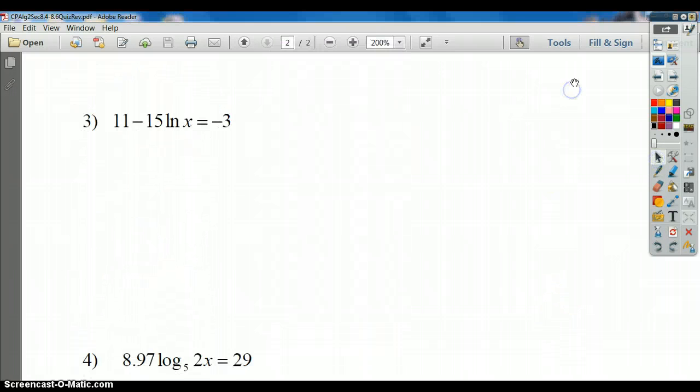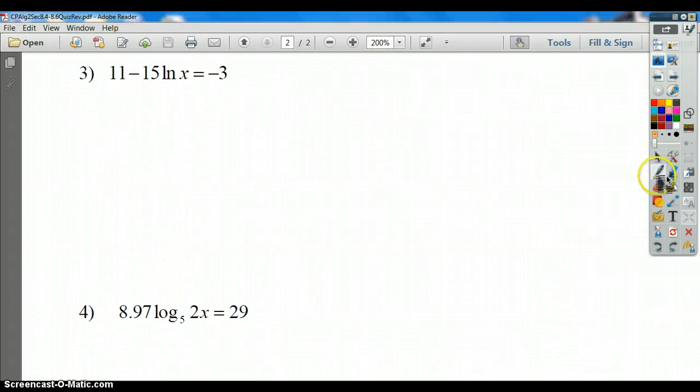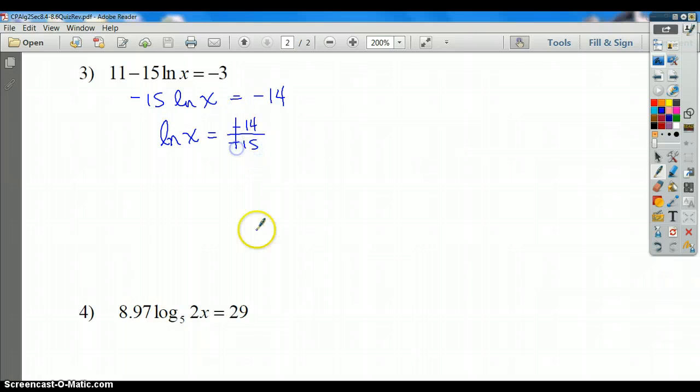Right. Let's shift up here to 3. Slow and steady wins the race. In my case, steady. I'm not really going through this too slow. So we have negative 15 times the natural log of x. I'm going to subtract 11 over, get negative 14. I am now going to divide both sides by negative 15. And when I do that, that makes a positive. So I'm looking at the natural log of x equals 14 over 15. How do I get rid of natural log? Raise it to an e.